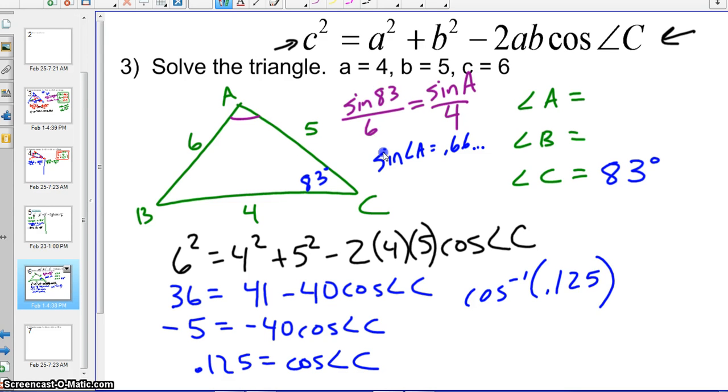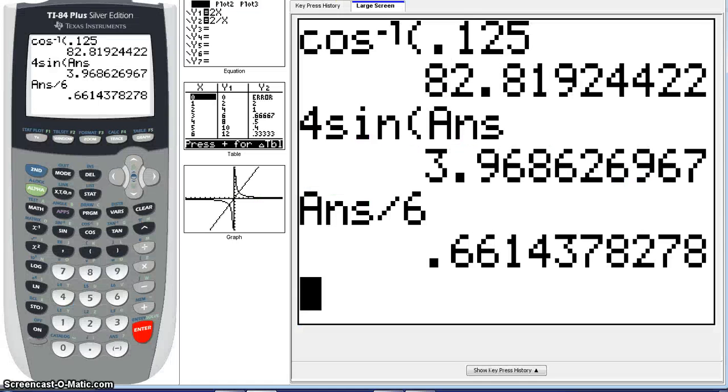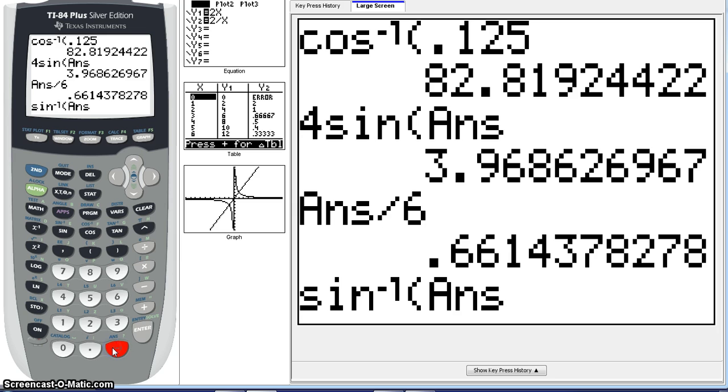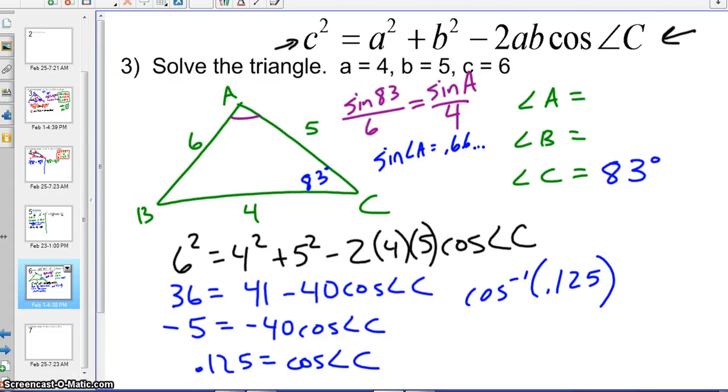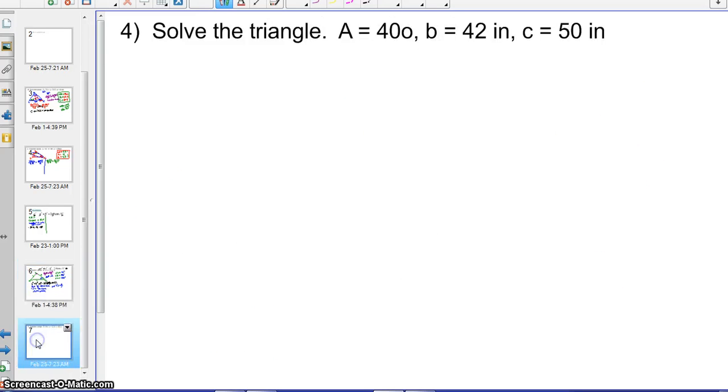In order to find angle A, we need to take the inverse sine of that answer and find out that angle A is 41.4, or roughly 41 degrees. And then we can find the missing angle by using the fact that the sum of the angles in a triangle is 180, so the last angle is 56 degrees. I put that in the wrong spot, and that should be a degree.